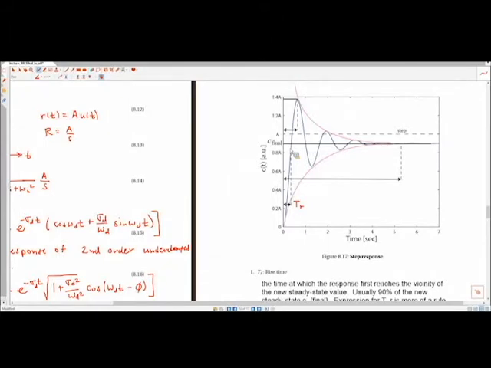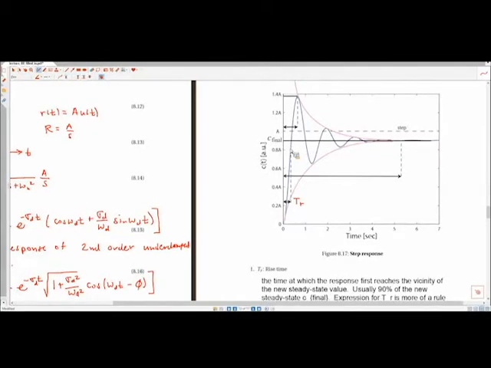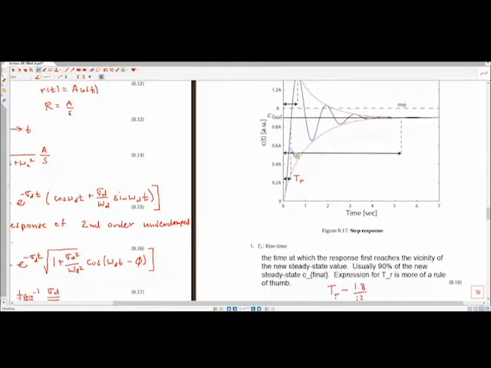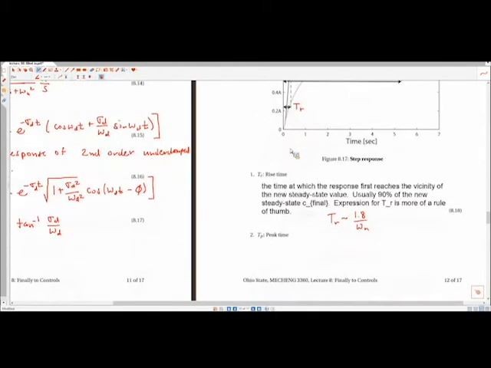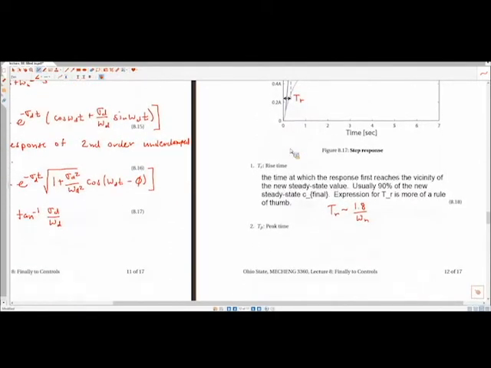So the notes give this in its entirety. You can take a look at that if you want. The main idea here is that we're setting dC/dt equal to 0, solve for t, and that's going to equal our peak time.